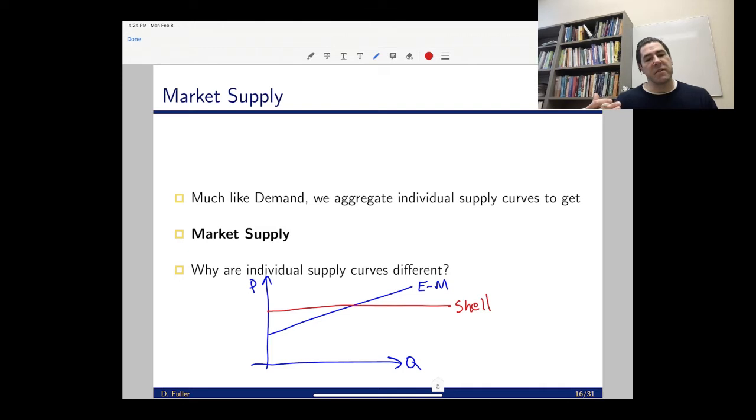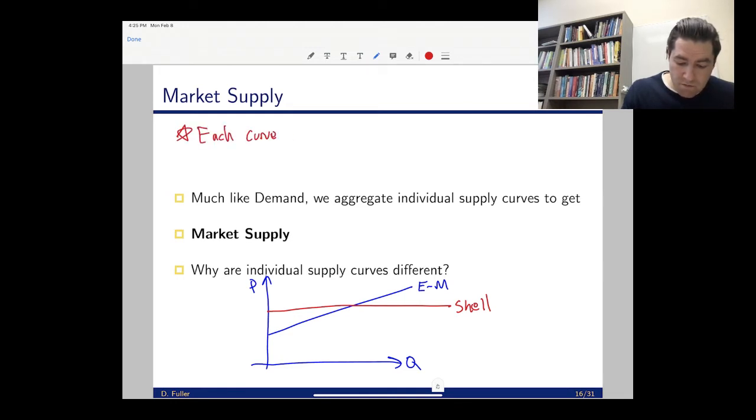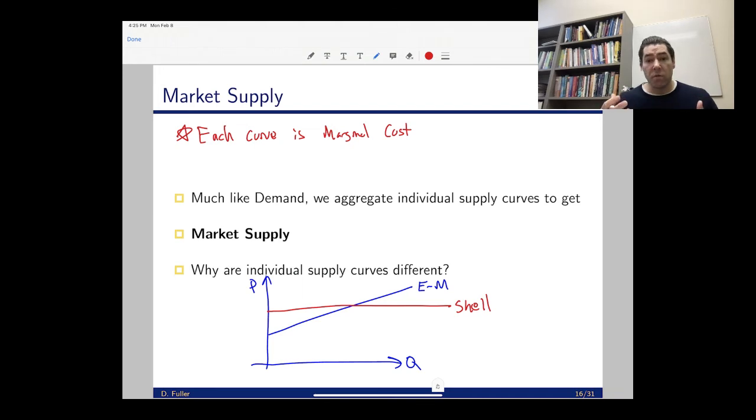So what makes these two curves different, or why is comparing them interesting, is to remember that each curve tells me their marginal costs. And so different firms have different resources and therefore have different costs, right? So maybe Shell is a relatively large firm, and for whatever reason, producing smaller quantities down here tends to be relatively more expensive. But once they get bigger, their costs don't increase by as much, right? Versus ExxonMobil, their marginal costs are increasing faster than Shell's.